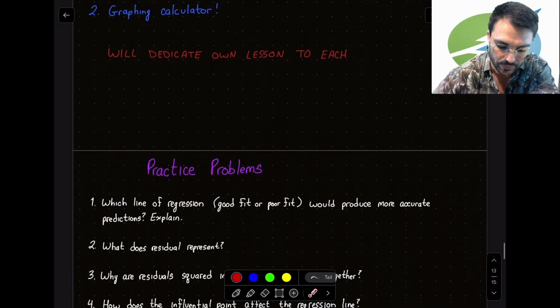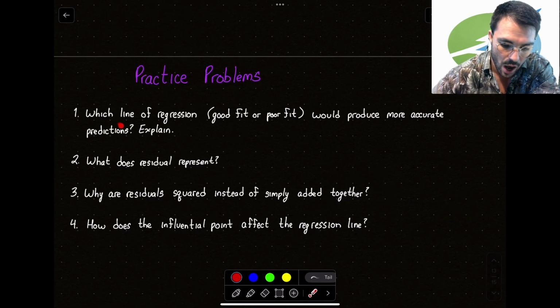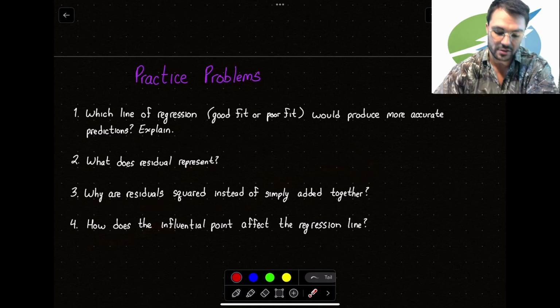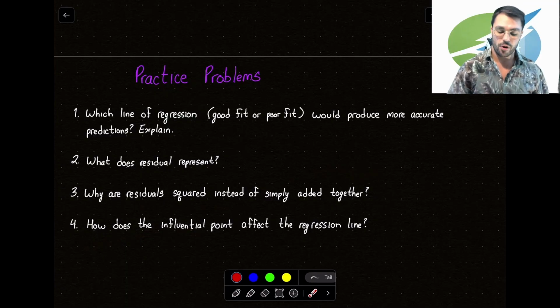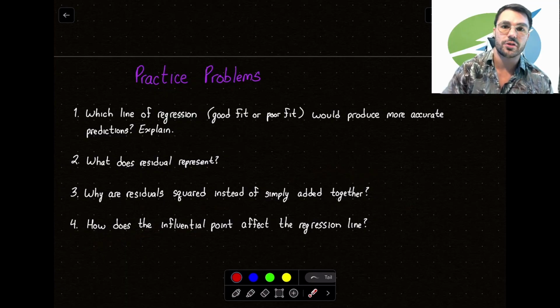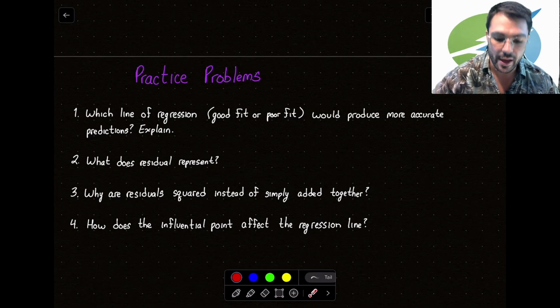All right, and here we have some practice problems. Which line of regression, good fit or poor fit, would produce more accurate predictions? Explain. What does a residual represent? Why are residuals squared instead of simply added together? And how does the influential point affect the regression line? Feel free to pause here and take a look at some of these questions. All right, hopefully we did that. Let's take a look.